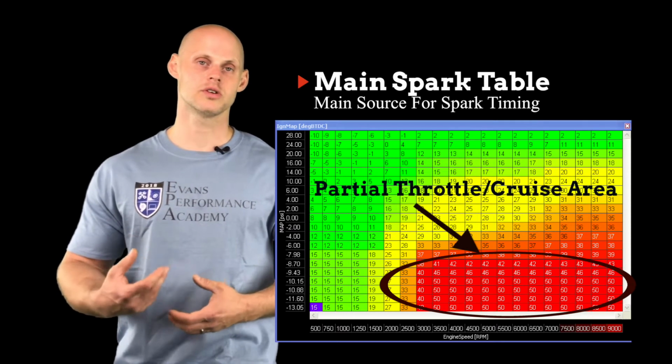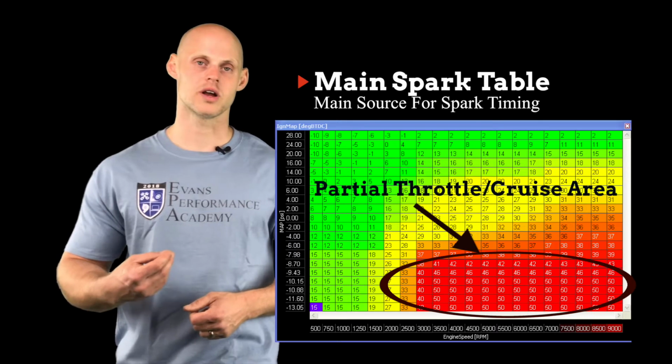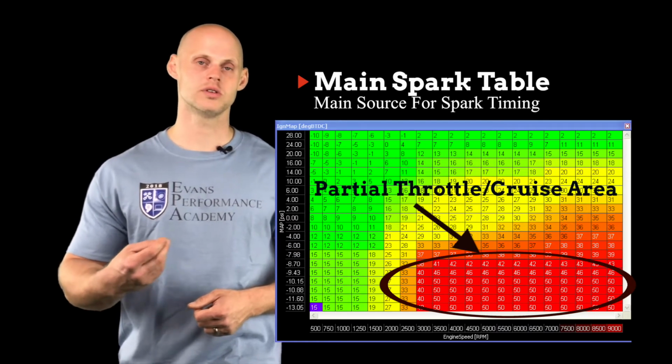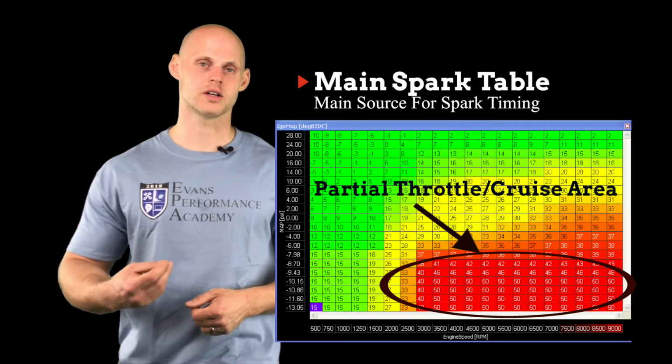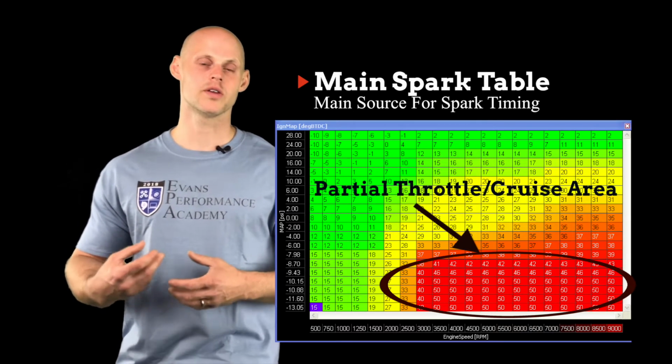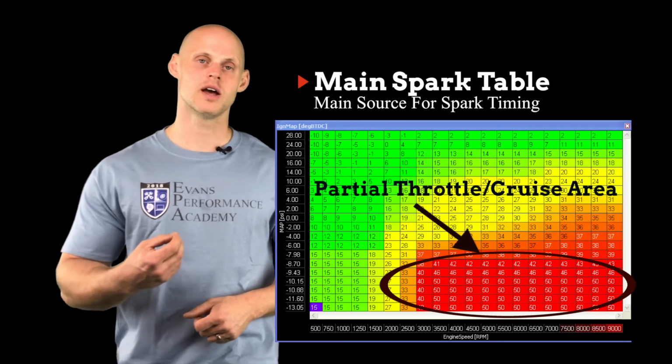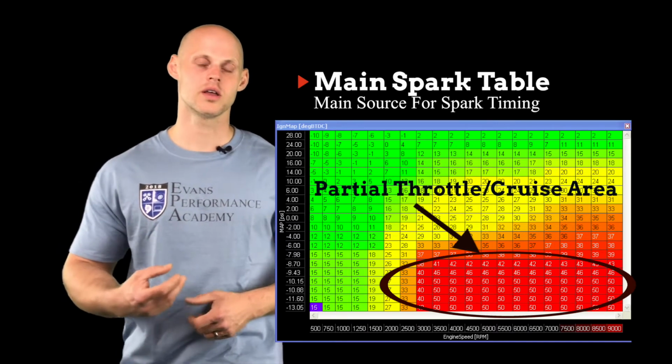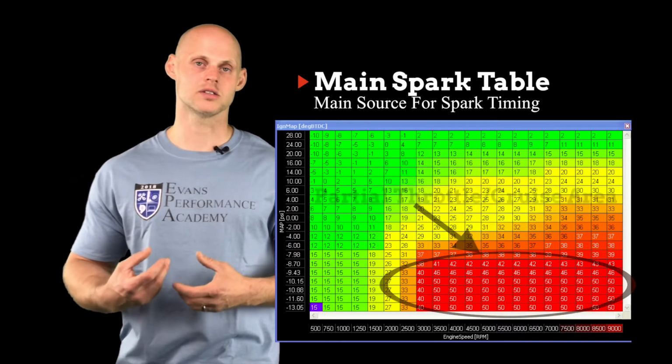And we're going to be able to increase our spark advance here because our engine load isn't going to be significant enough for spark knock to occur. So we're going to be able to reach that maximum brake torque timing with our spark timing so that we're able to achieve the maximum amount of power and torque and therefore efficiency out of our engine as it's running.